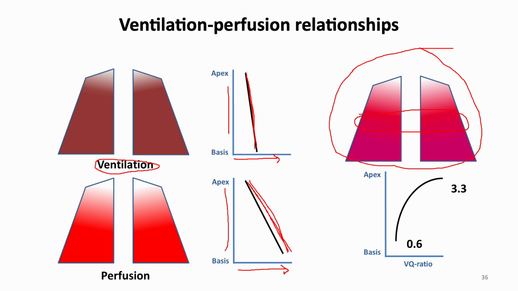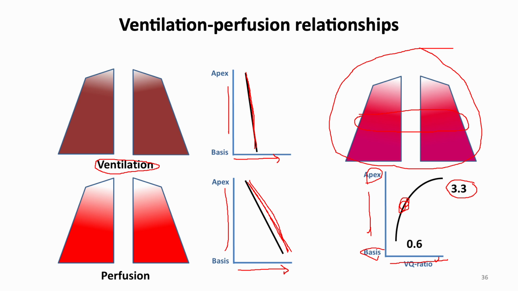And I've actually shown the VQ ratio here. Again, it increases in this direction. We've got the apex of the lung, the base of the lung, and you can see that's only a small area of the lung with a VQ ratio of 1. So in the apical parts of the lungs, ventilation is much higher than perfusion, resulting in a VQ ratio of 3.3. So ventilation is 3.3 times higher than perfusion.